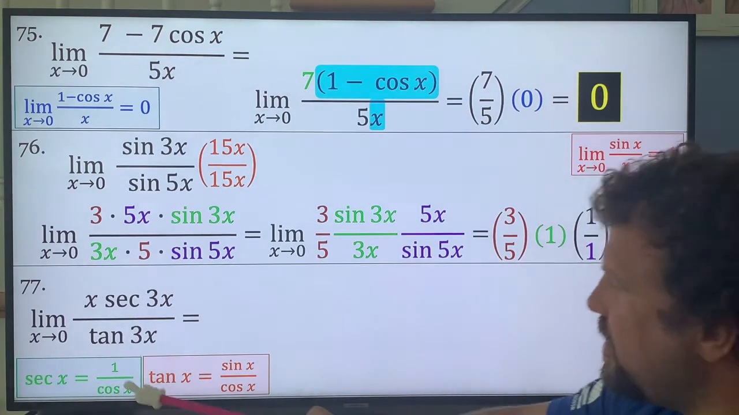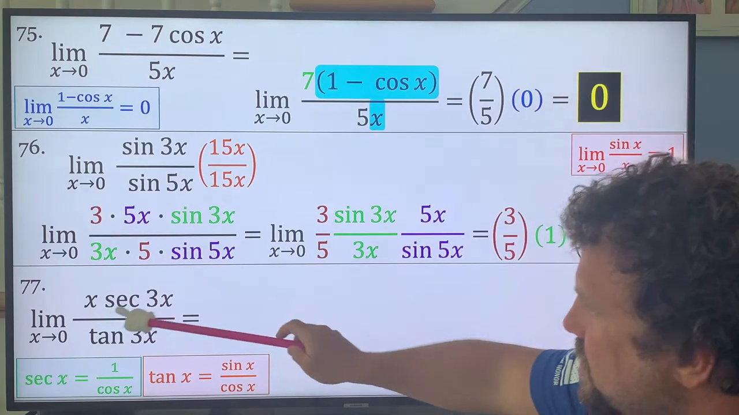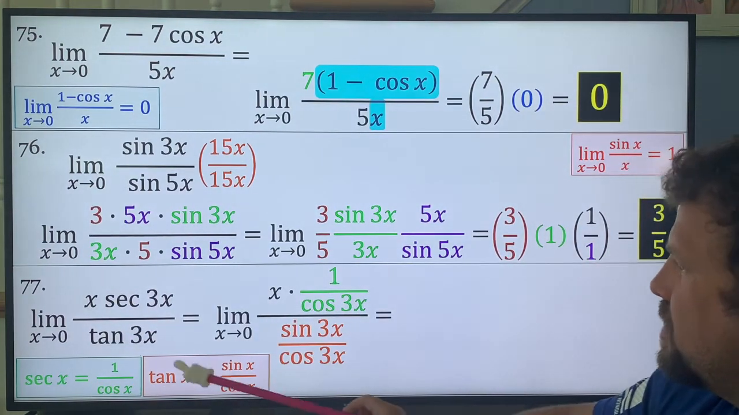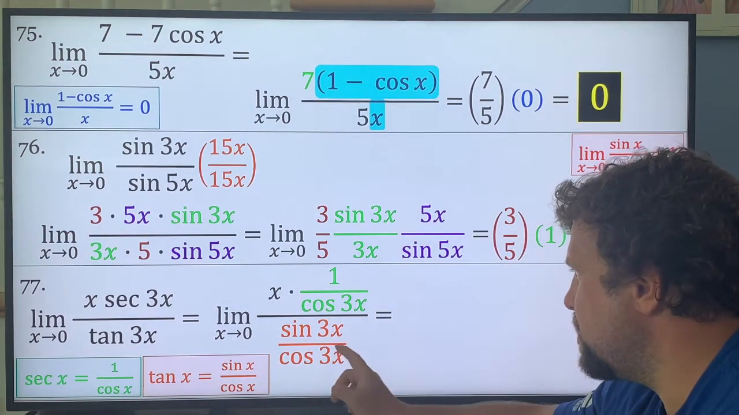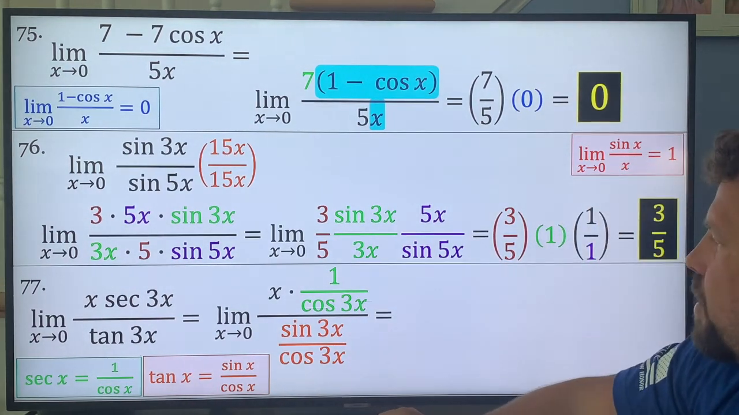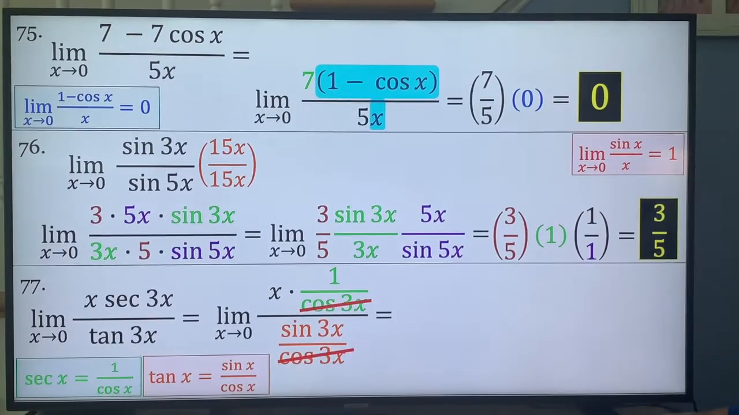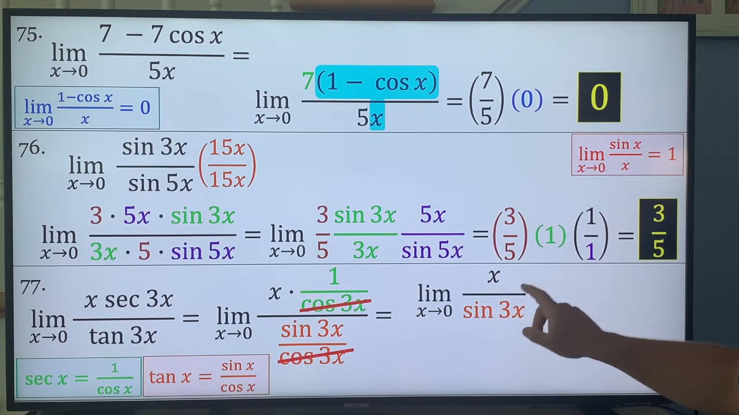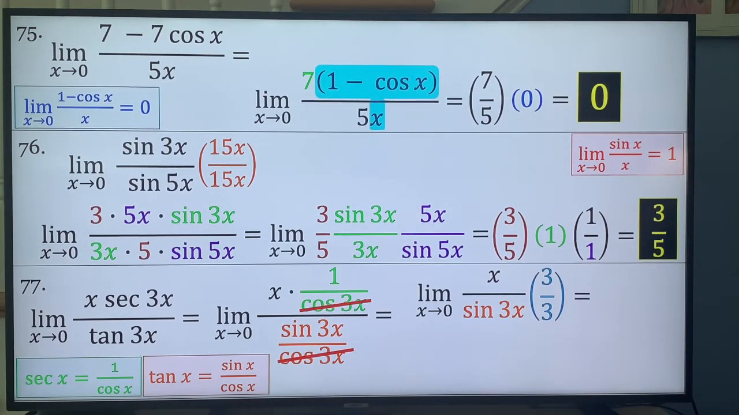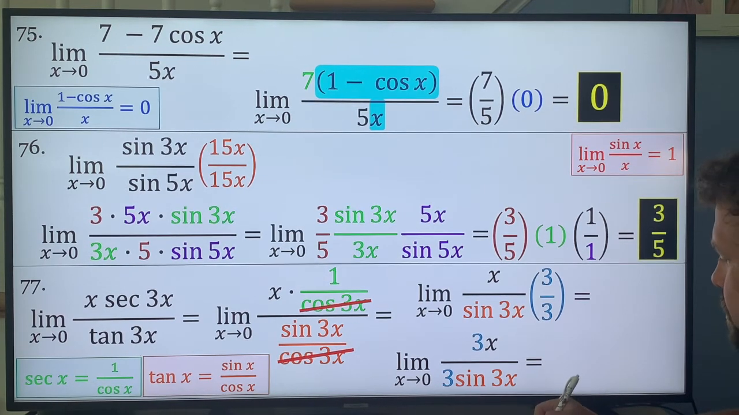All right. Secant's 1 over cosine, tangent is sine over cosine. So x, 1 over cosine 3x, sine 3x over cosine 3x. Now, what happens here is this and this are going to cancel out because they're both fractions within fractions and they're both denominators within denominators. You can move them and cancel them if you want. Move it, x over sine 3x. I need this to be a 3, so multiply it by 3 over 3. 3x over 3 sine 3x, right? Got it?